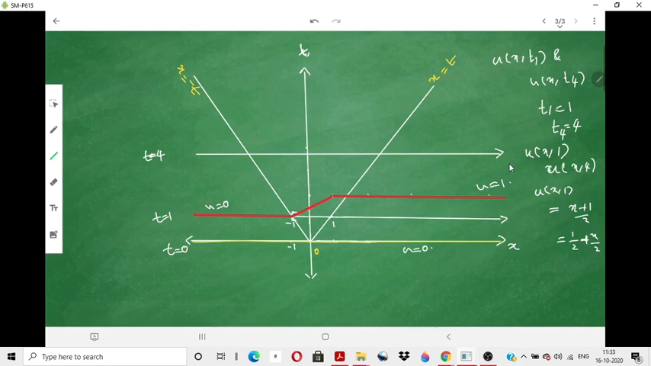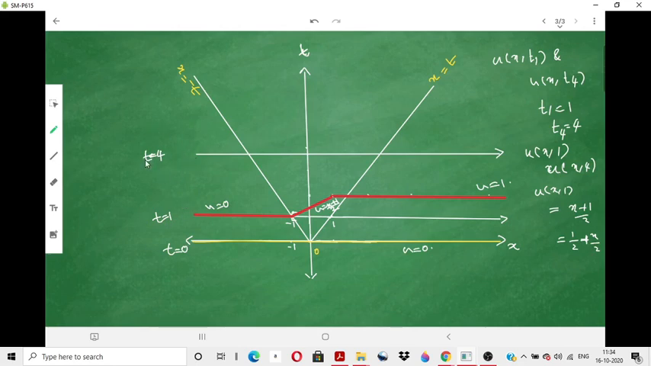So this is the graph of u. This is the line u equal to (x plus 1) by 2. And for x greater than 1, it is u equal to 1, and for x less than minus 1, u is equal to 0. So this is the graphical representation of the solution u of x, t at time t equal to 1.